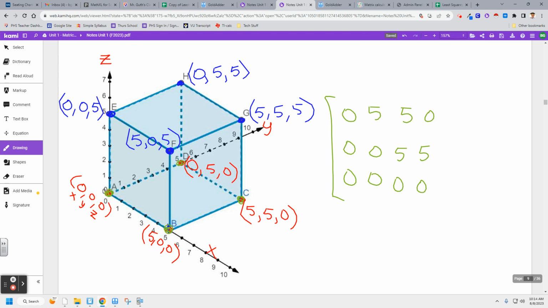Question? No, not really. I try to kind of trace around the shape, but it doesn't really matter which one's which. Okay, then let's go up to here. 0, 0, 5, 5, 0, 5, 5, 5, 5, and 0, 5, 5.